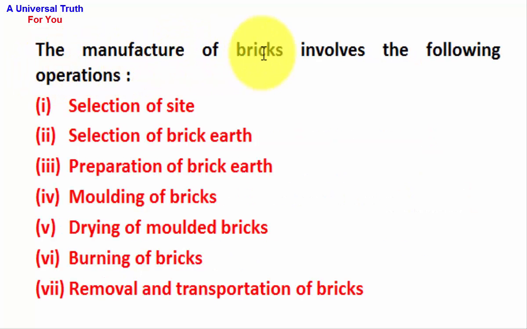The manufacture of bricks involves the following operations. Number 1, site selection. 2, selection of brick earth. 3, preparation of brick earth. 4, molding of bricks. 5, drying of molded bricks. 6, burning of bricks. 7, removal and transportation of bricks.